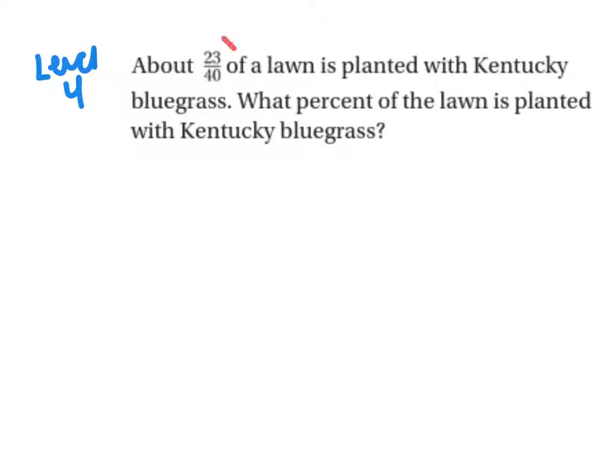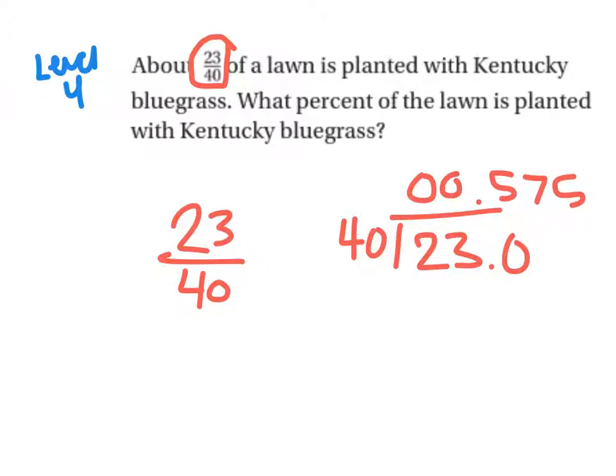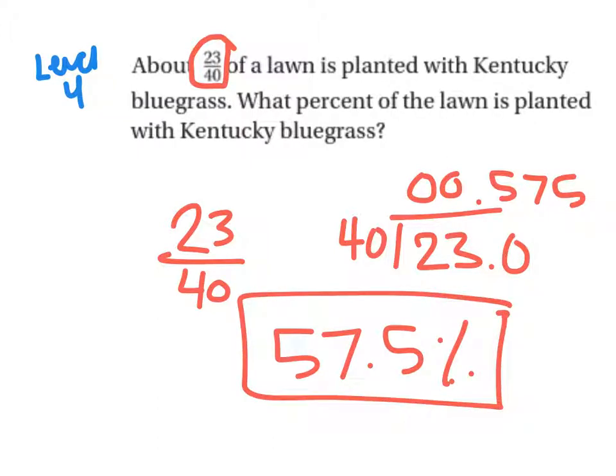All right, so if you were paying attention earlier, we actually already solved this. 23/40ths. We did some division here. It was like 4 problems ago. And when I was done, it gave me 0.575. So when I moved my decimal over, I got 57.5%. And I'm not going to solve that one again. If you need to rewind, you can watch the part of the video where I solved 23/40.